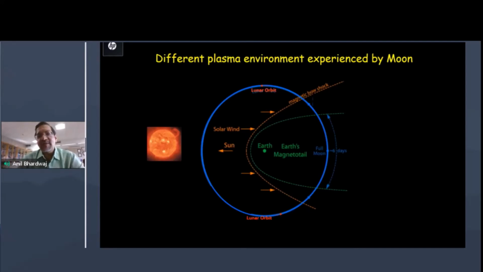Also, when I was mentioning the interaction of the sun with respect to the Earth and the moon, as the moon goes around the Earth, the moon passes through the magnetotail or magnetosphere of the Earth, and almost 6 to 8 days it is inside the magnetosphere of the Earth. But the rest of the time it is directly exposed to the solar wind.